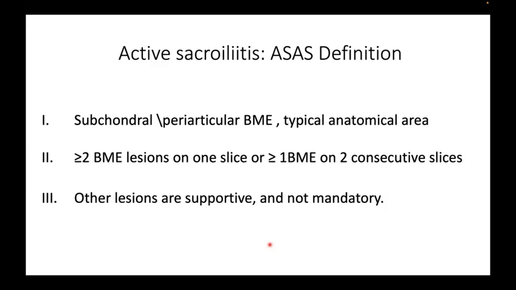When you see the definition of active sacroiliitis according to the ASAS definition, you need to have subchondral or periarticular bone marrow edema in a typical anatomical area. And you need to have two or more bone marrow edema lesions in one slice, or more than one bone marrow edema lesion in two consecutive slices. And you may consider other lesions as supportive, but not mandatory.